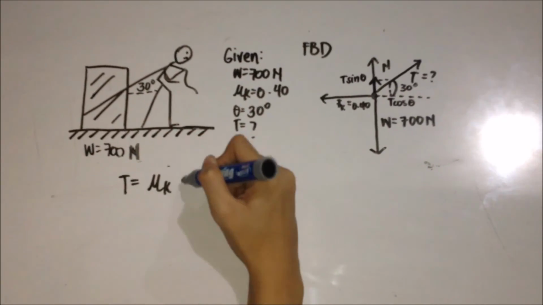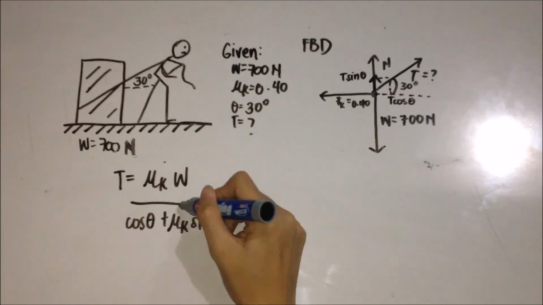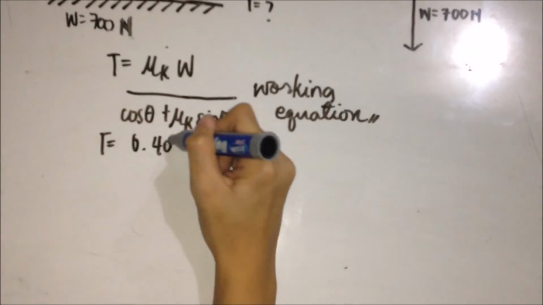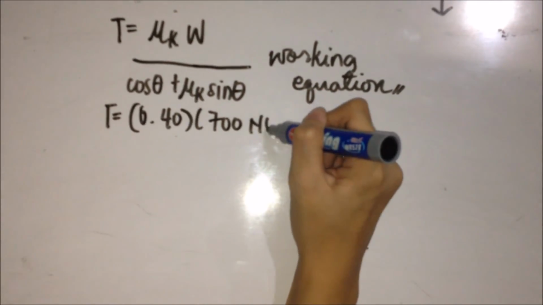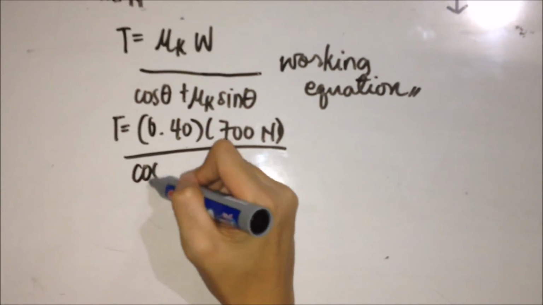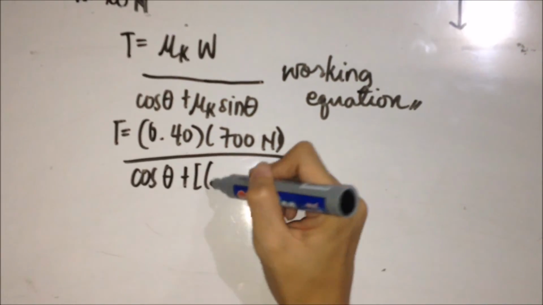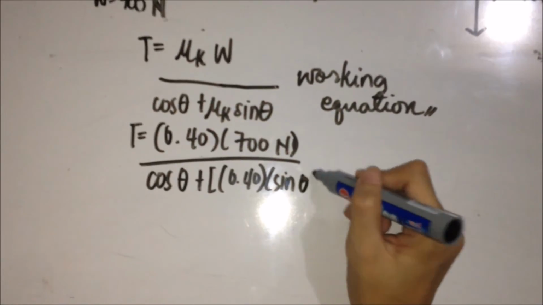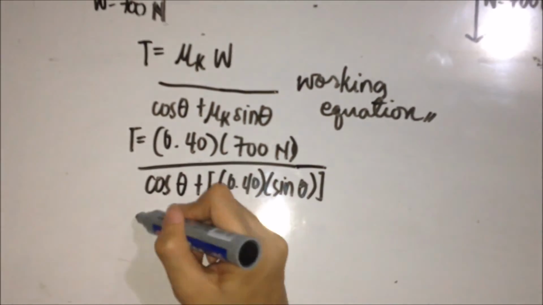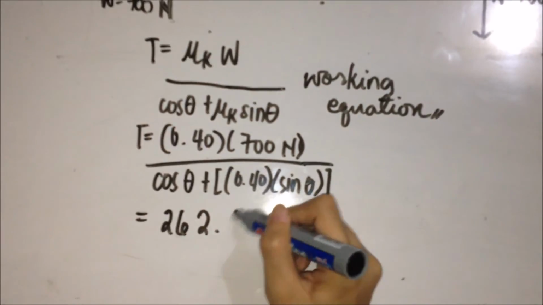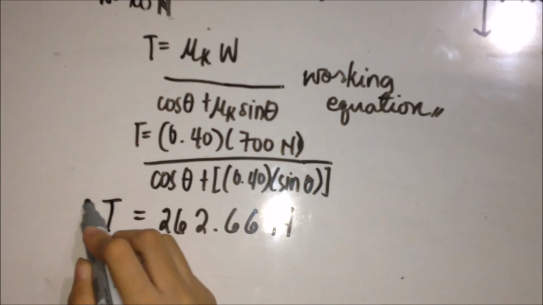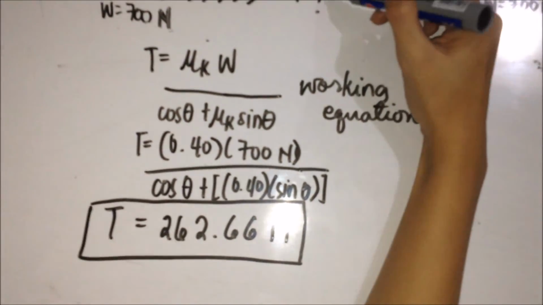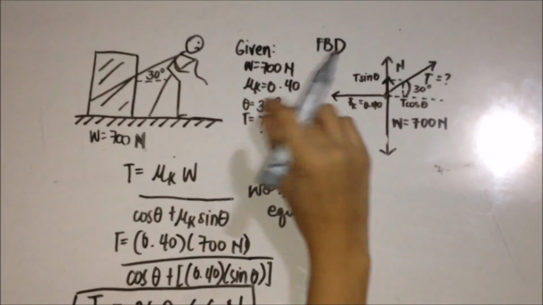Using the working equation that we solved, we can now substitute the values that were given earlier to get the force needed. Our mu k is 0.40 times our 700 Newton weight over cosine of 30 degrees plus the quantity mu k, 0.40, multiplied by the sine of 30 degrees. Just enter the values in the calculator and you will get an answer of 262.66 Newton. And the answer is you have to apply 262.66 Newton to pull the crate at constant velocity.